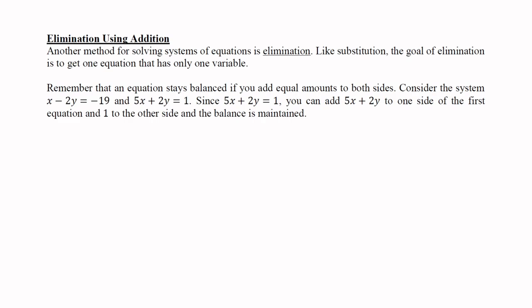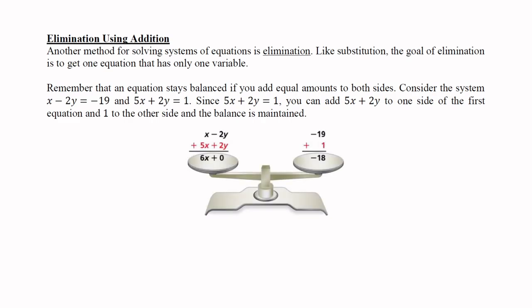Since 5x plus 2y equals 1, you can add 5x plus 2y to one side of the first equation and 1 to the other side, and the balance is maintained. Because whatever you do to one side, you have to do to the other. But if two things are equal to one another, then if you add one of them to one side of an equal sign and the other to the other side, you're still maintaining that balance. Because essentially what we're doing is adding 1 to each side. It's just that 5x plus 2y is equal to 1. So we're substituting 5x plus 2y in for 1 on the left-hand side.